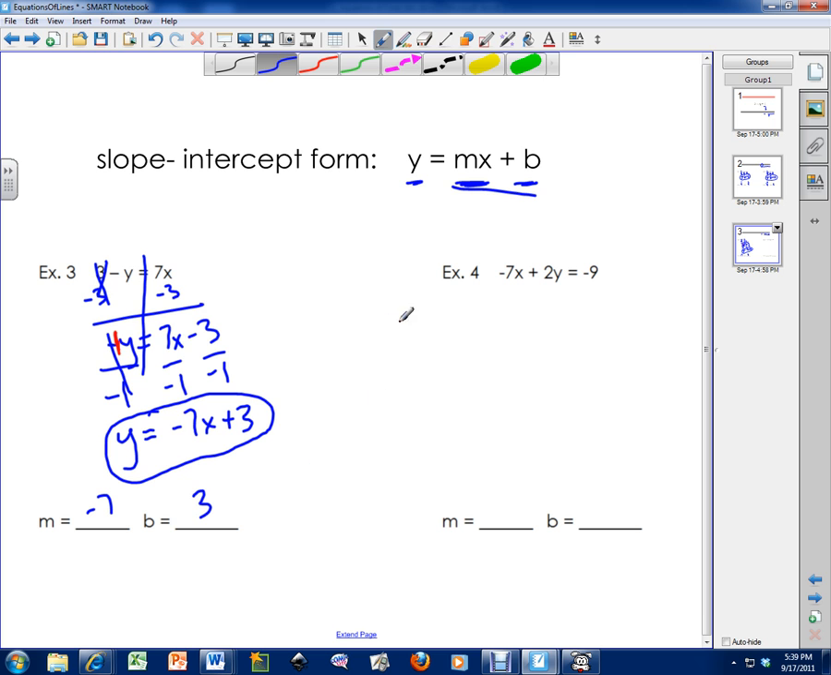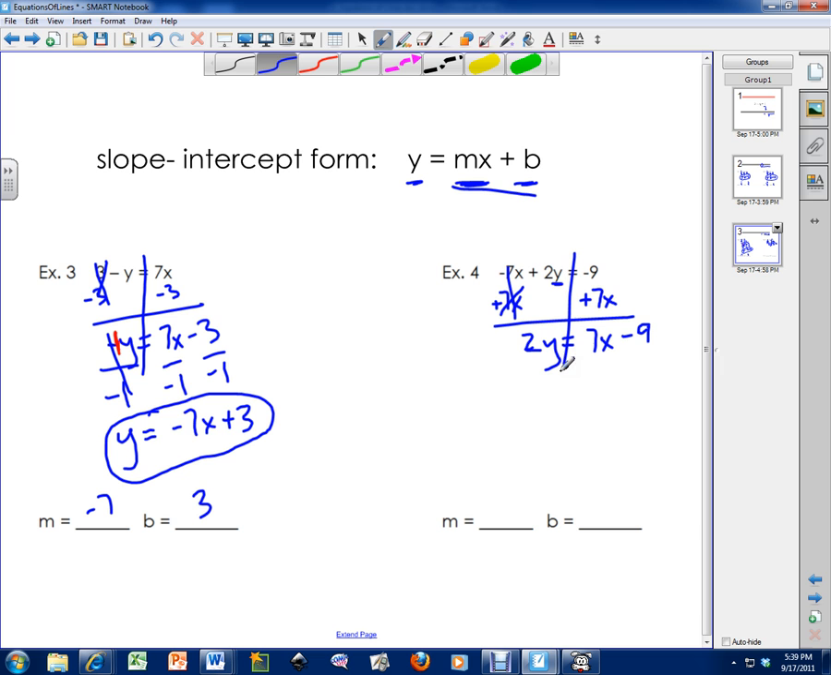One more problem. This one is similar to the last one, kind of. I have negative 7x plus 2y equals negative 9. Again, my goal is to get this y all by itself, just like in the slope-intercept form. Again, I'm going to ignore this 2 for the time being. I want to cancel out this negative 7x, and the first thing to do there is to add 7x. So when I add 7x, I have just a positive 2y on the left side equals, again, the x comes before the lone number, so 7x minus 9.